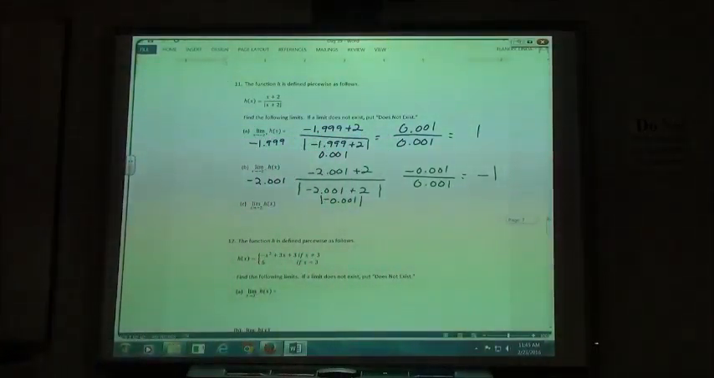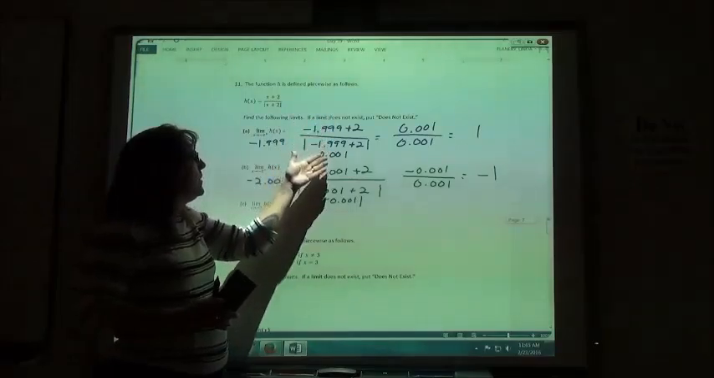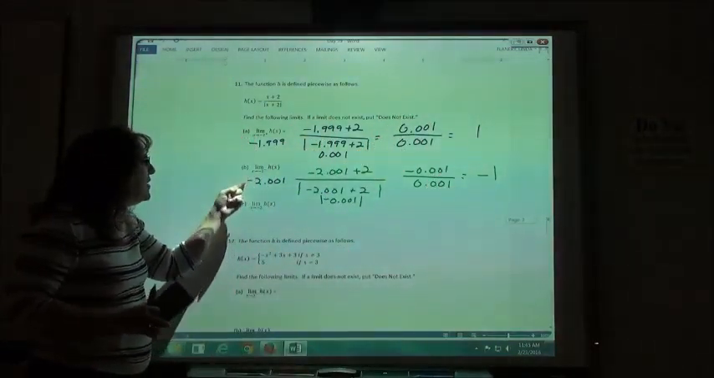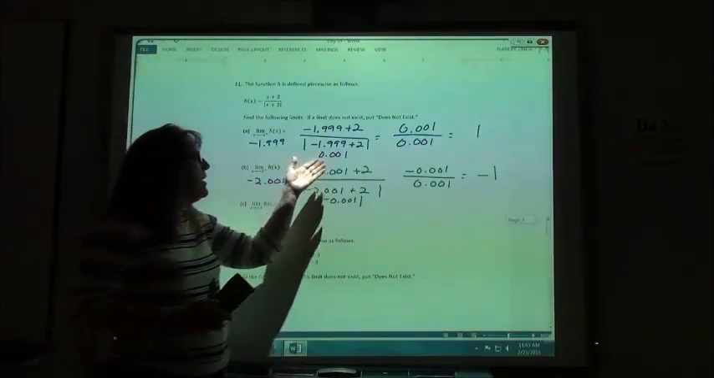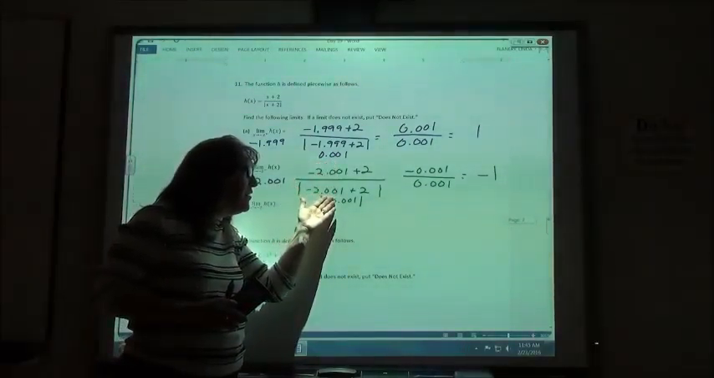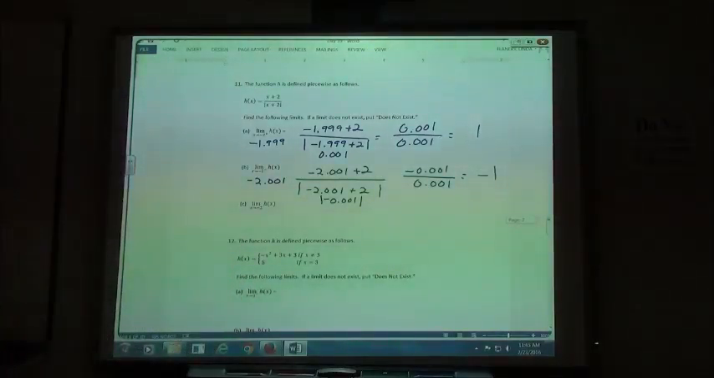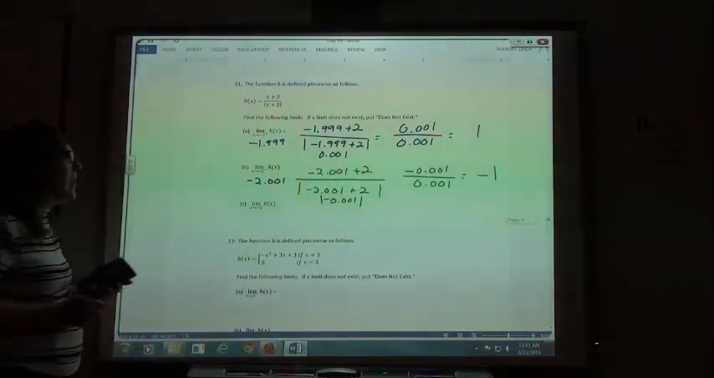If you look at the Alex explanation, they're not going to put numbers in there. They're just going to say, oh, well, if this one's positive, then I'm going to get a positive over a positive, and it's going to be positive. Here, if this is coming from the negative, I'm going to get a negative on top, but a positive on the bottom, and I'm going to get a negative. Well, I like to use numbers. They make more sense, so I pick numbers that make sense and plug them in.